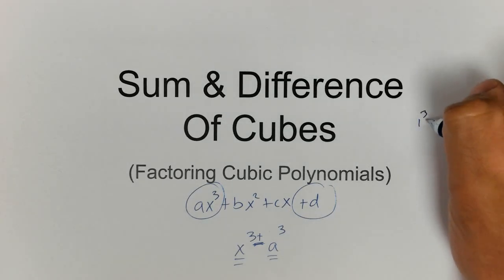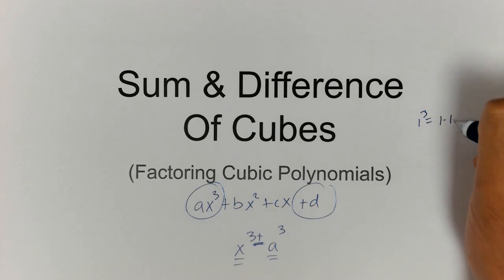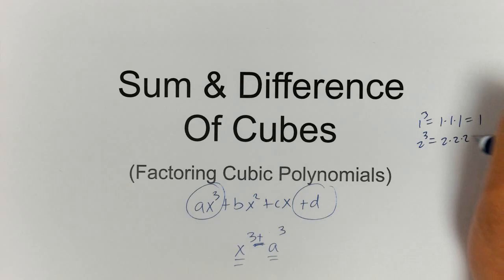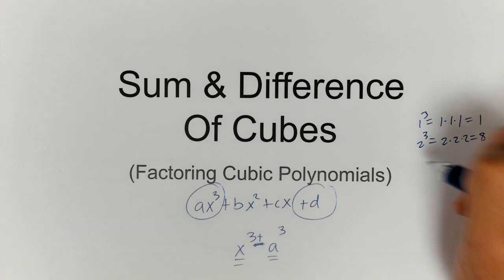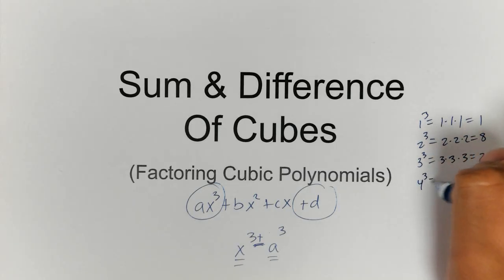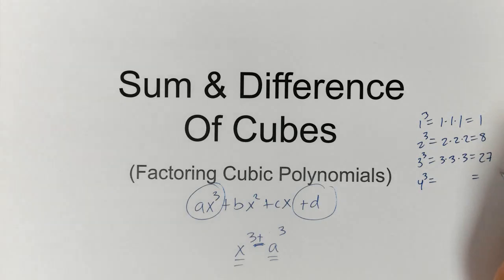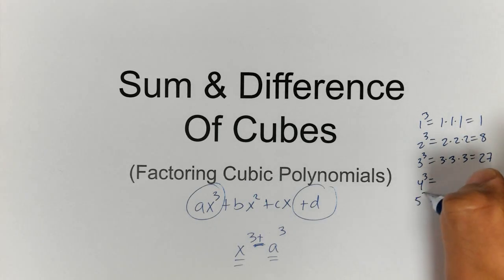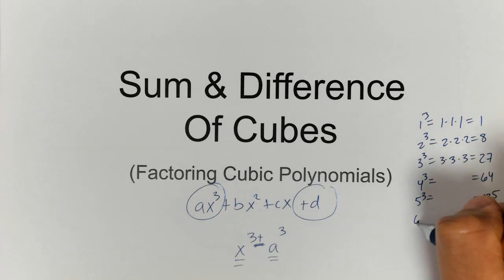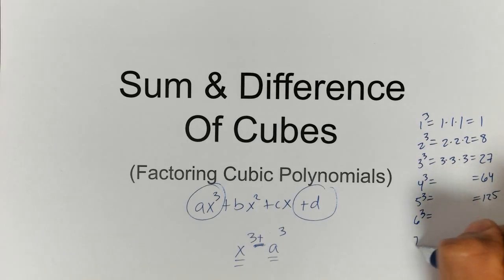So like 1 cubed is the same thing as saying 1 times 1 times 1. 2 cubed gives us 2 times 2 times 2. 3 cubed is 3 times 3 gives me 9, times 3 gives me 27. 4 cubed would give me 4 times 4 times 4, which is 64. 5 cubed, 5 times 5 times 5 would give me 125. And I can get this list going, right? I can go all the way as far as I want.